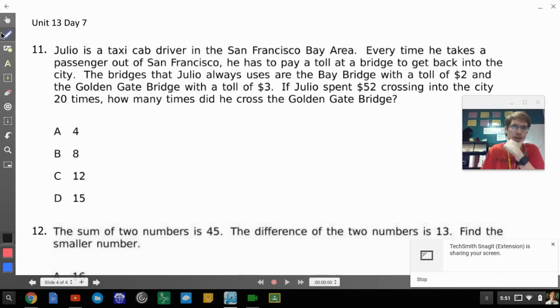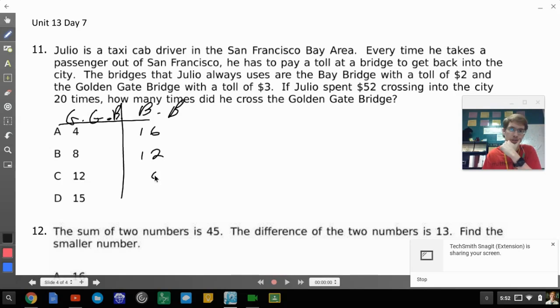All right. Now, there are numerous ways to work this one out. I'm going to go with this. Here's the Golden Gate, right? This is saying how many times you cross the Golden Gate Bridge. That means the Bay Bridge, Golden Gate Bridge, Bay Bridge. That means he crossed 20 times. That means he crossed 16 times for that one, 12 for that one, 8 for that one, 5 for that one. All right. Golden Gate is $3 for each of those.